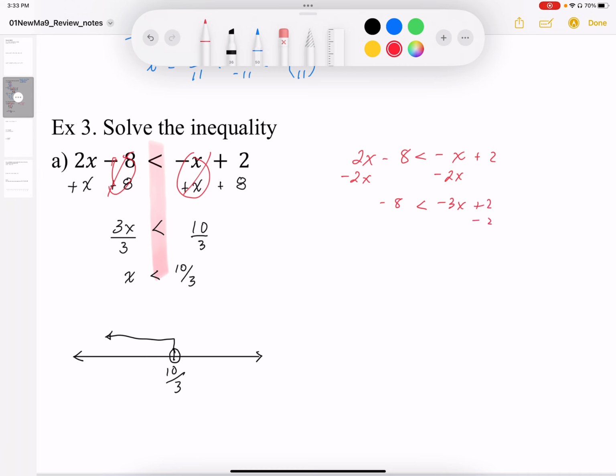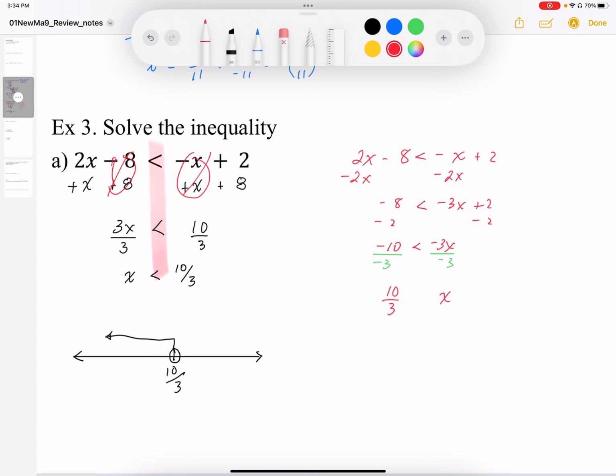I'm going to subtract 2 from both sides. I'm going to get negative 10 is less than negative 3x. Now, this is where I have to be careful of my divide. When I divide by negative 3, divide by negative 3, that's all perfectly okay. I'm going to end up with negative divided by negative is positive, so it's going to be 10 over 3. And negative 3 divided by negative 3 is just 1x. I can cancel out the times negative 3 and divide negative 3.